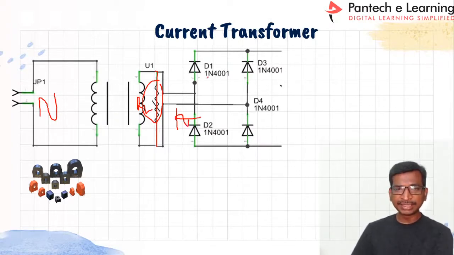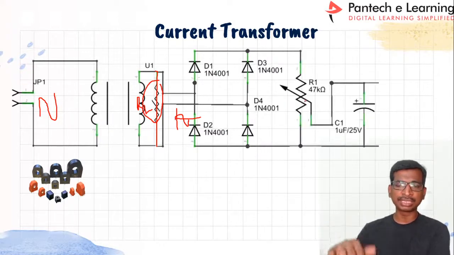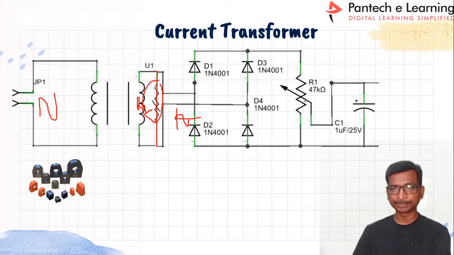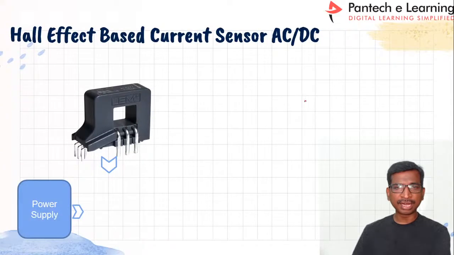Right, so this AC current will be available as a voltage, as an AC voltage. So this voltage is converted with the full bridge rectifier, and after that the same procedure whatever we followed in the voltage sensor. So you can connect directly. And similarly the Hall effect sensor.